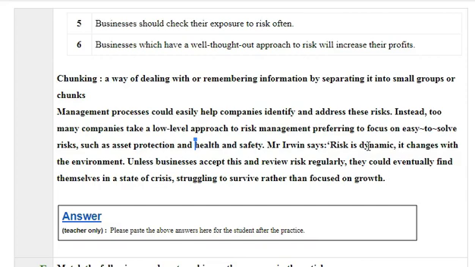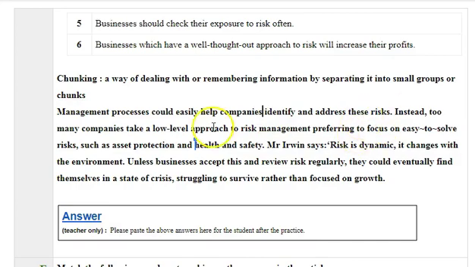You see, did you notice the difference? So doing chunking, it's a way of dealing with or remembering information by separating it into small groups or chunks. Okay? So for example, management processes could easily help companies.